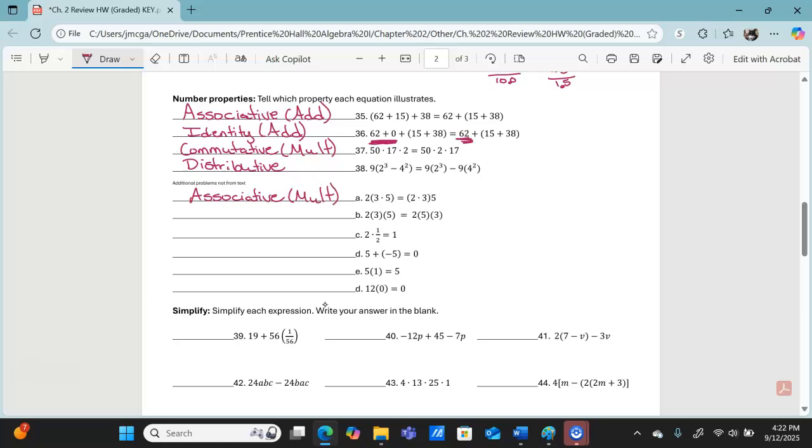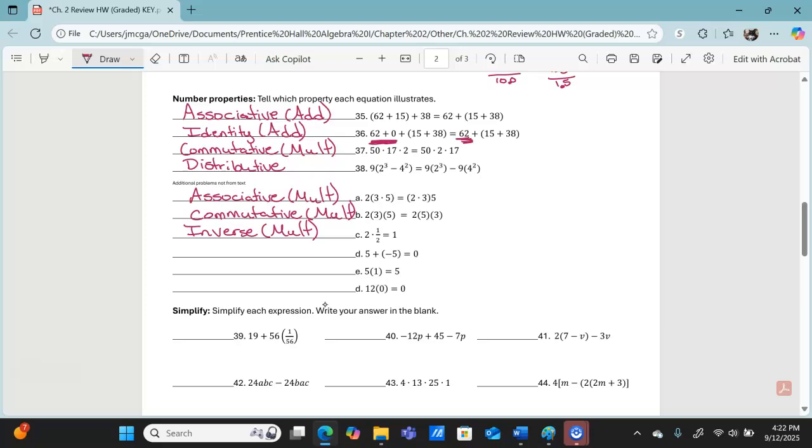Letter B, 235, 253, the order has changed. That's commutative. If you change the order, it's the commutative property. And that's also multiplication. 2 times 1/2 equals 2. This is the inverse property of multiplication. And I think I said that wrong. 2 times 1/2 equals 1. I have no idea what I said when I said that a minute ago.